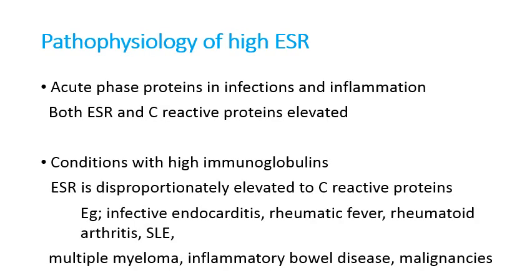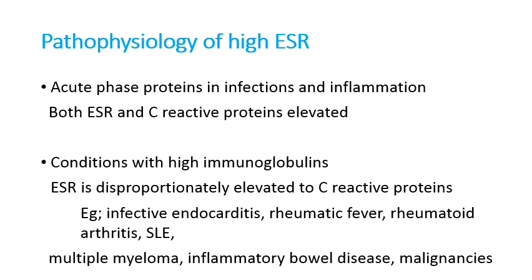Now, why is the ESR high in disease? You know, acute phase proteins are elevated in infections and inflammation. CRP is an acute phase protein. Since it is elevated, the CRP is high in infections and some inflammation. And because these proteins are positively charged, the ESR is also high in infections and inflammation.